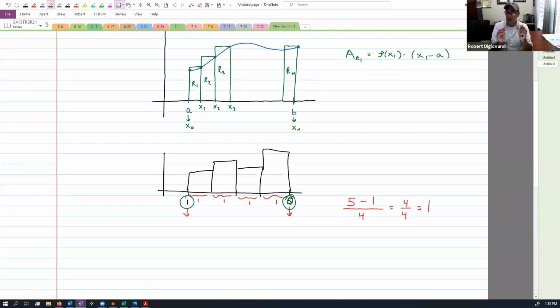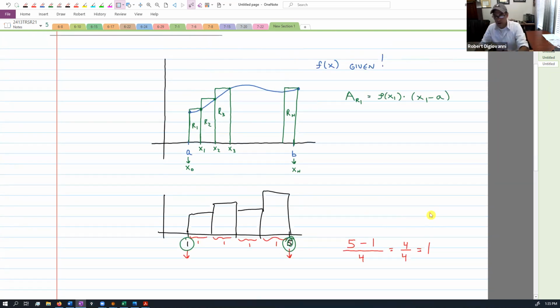So that's like what Cody was saying. Take 5, subtract 1. That would be the distance between them, right? 4. And then we're going to take that 4 and we're going to cut it into n equal pieces, right? 4 equal pieces in this case. So if I take the distance between the endpoints, 5 minus 1, and divide it by the number of rectangles, that will tell me how wide each one is.